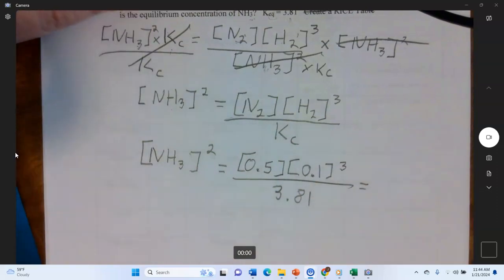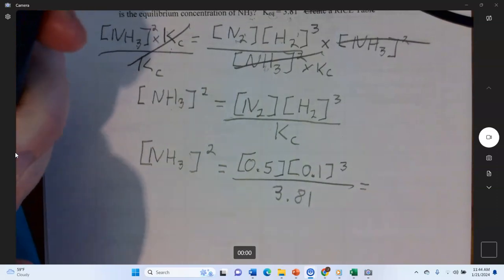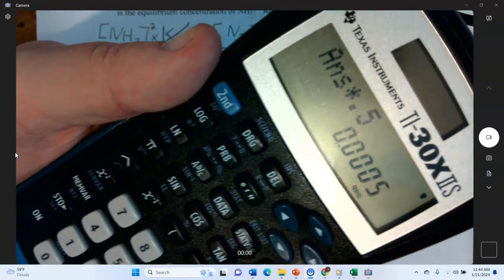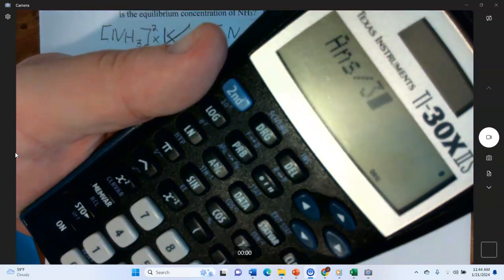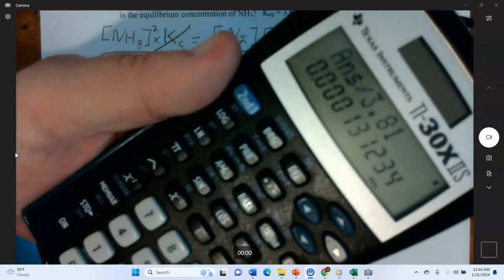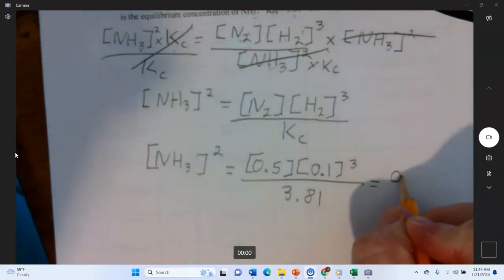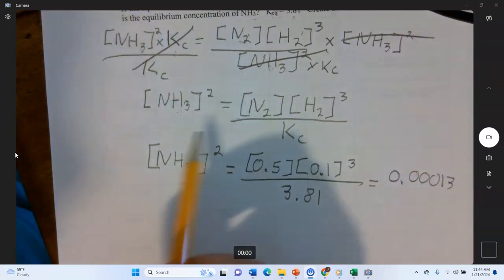Let's go ahead and do the math. And what do we get for that? 0.1 to the third. I'm raising it to the third power. Equals. I'm going to go ahead and hit equal, and then I'm going to multiply it by 0.5. Equals. I like to hit equals a lot, so I don't mash up my numbers, my PEMDAS. And then you're going to divide by 3.81, and that equals 0.00013. There it is. Now we need to take the square root.